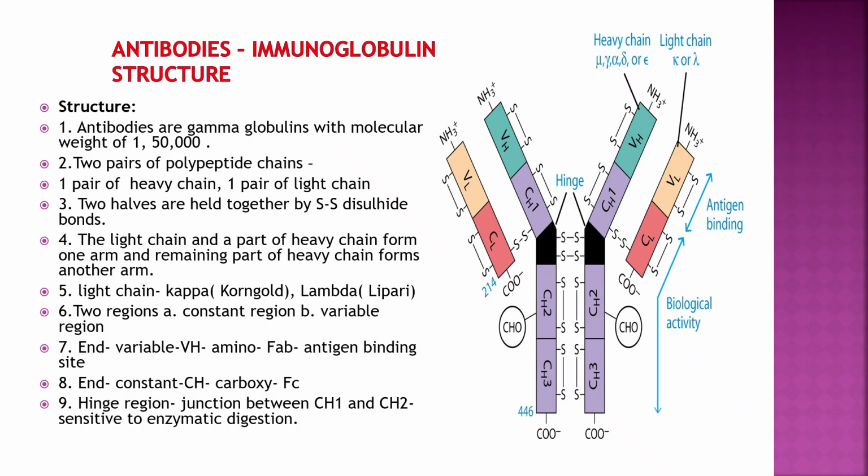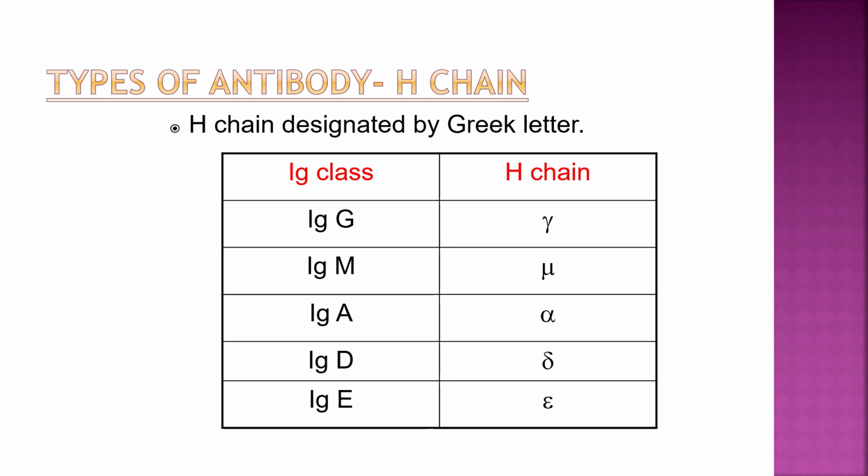Two regions are there, constant region and variable region. So the variable region end forms the amino terminal, that is Fab, and it is attached with the antigen binding site. The constant end, that is CH, is the carboxy end, also called Fc. The hinge region is the junction between CH1 and CH2 and it is sensitive to enzymatic digestion. Types of antibody are according to H chain and designated by Greek letter.